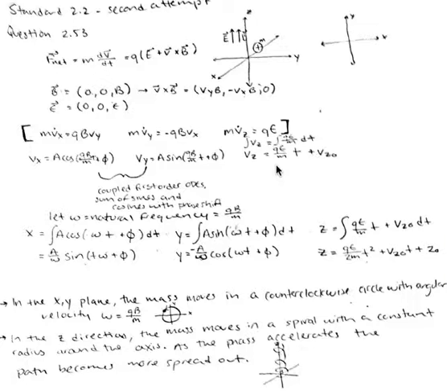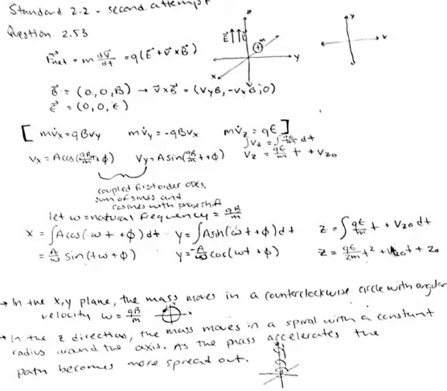So to describe how it's actually moving, you can see in the xy plane, it's just going to move in a counterclockwise circle with angular velocity omega equals qB over m, because it's just a sine and a cosine with the same angular velocity, and so that's how it's going to move in the xy plane.